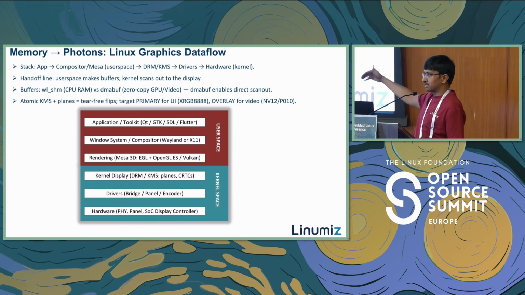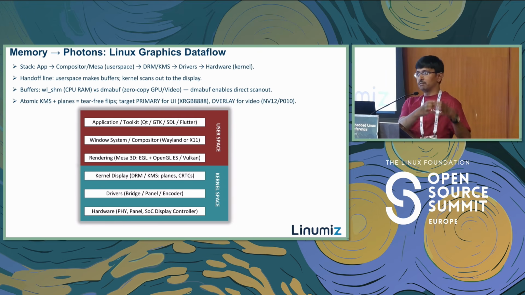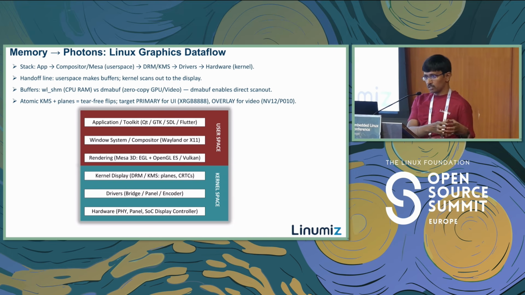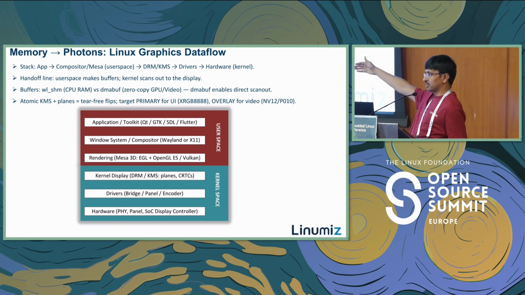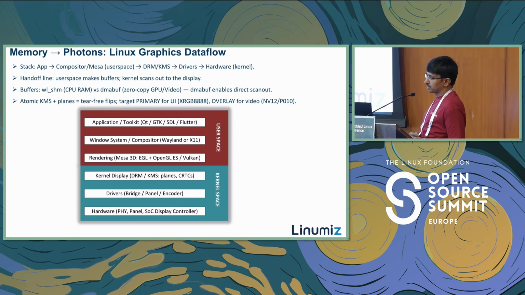And the kernel space scans out this buffer into the real hardware. When I say scans out, it's like a frame buffer memory which is prepared by the user space, and the kernel takes care of scanning it out into the display pipeline of the hardware itself. So that's the nutshell.